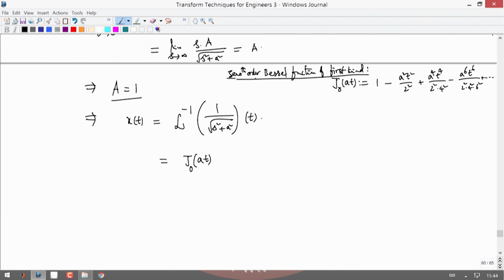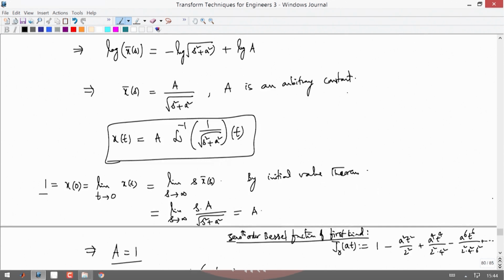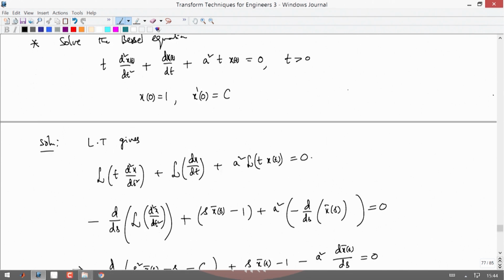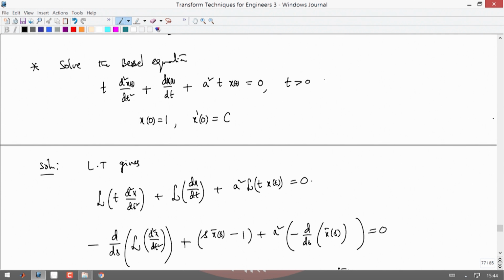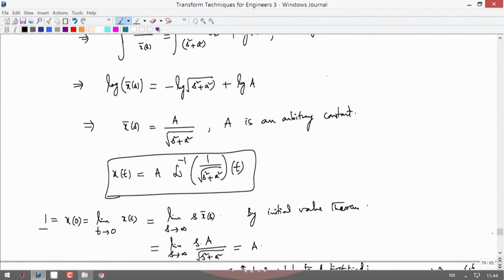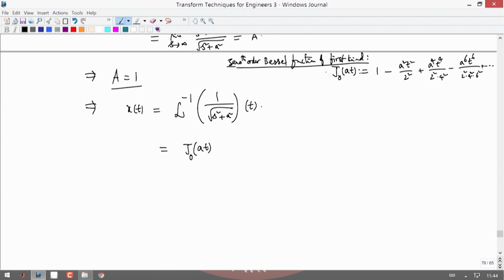If you have studied a differential equations course, you understand this is a solution of the Bessel equation that we have here. You can get the solution by the Frobenius method, which is a series solution method. You can get these solutions. So, you can see that this is going to be the value of this J0 of at.